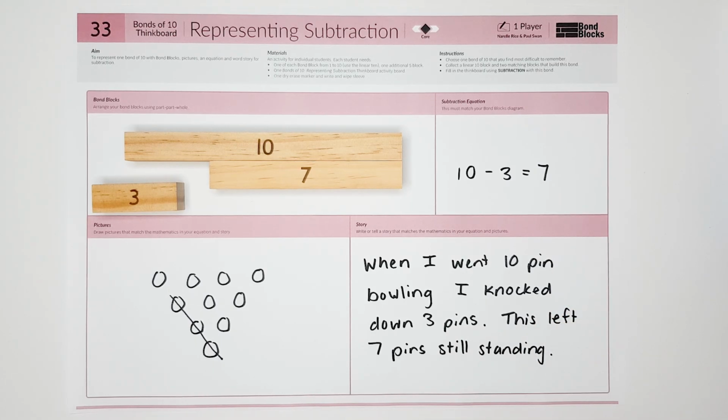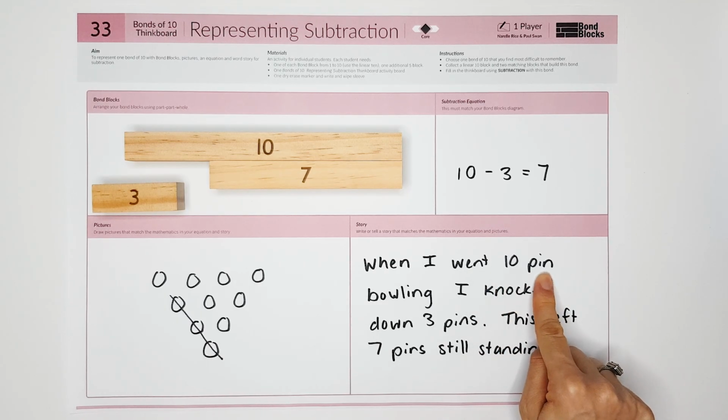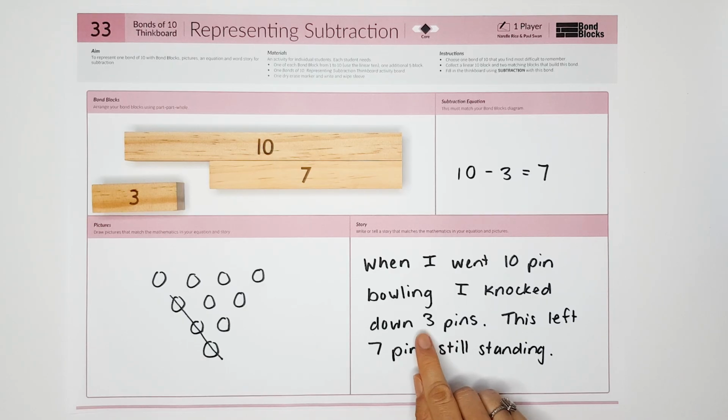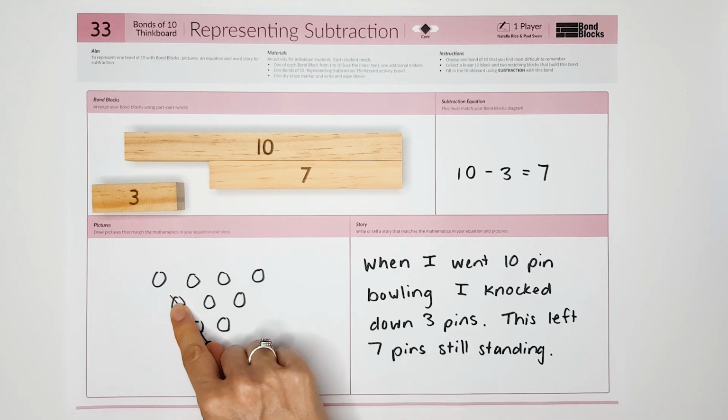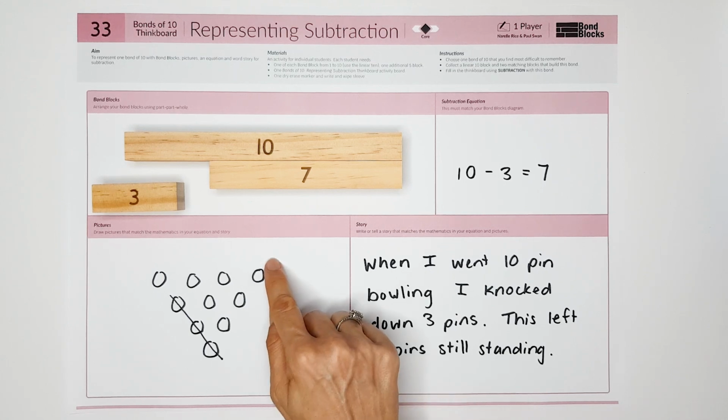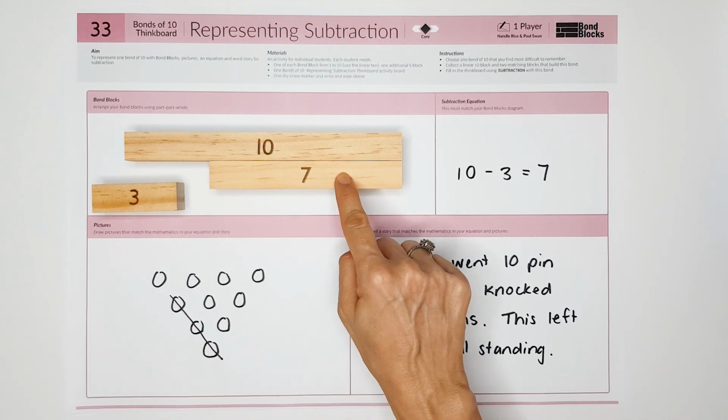So to check, I have each number represented. I went 10-pin bowling, so I've got the 10 pins, that's the whole. I knocked down the 3 pins, that's my part of 3. And this left 7 pins, my part of 7, still standing.